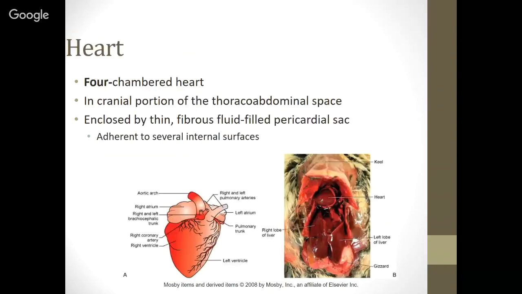The heart is 4-chambered. It's in the cranial portion of the thoraco-abdominal space. So within their body, there is one space called the coelom, and it has the thorax and the abdomen with no diaphragm in between. The heart is enclosed by a thin, fibrous, fluid-filled pericardial sac, much like the mammalian heart. And this sac is adherent to several internal surfaces, so it's held in place. Here's the heart. Here's the left lobe of the liver. There is no diaphragm in between.